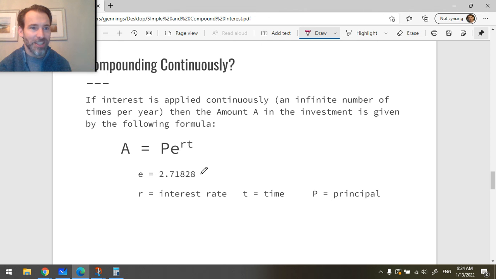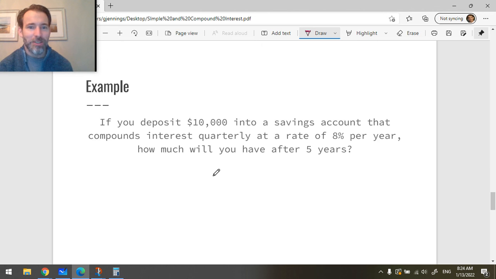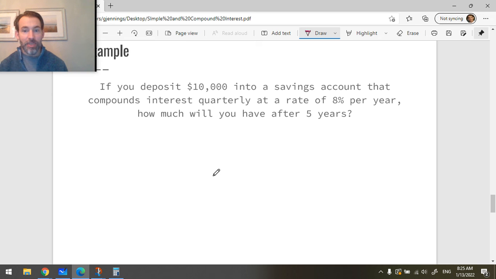But we need to have this button e on our calculator. We need to know how to use that. Okay, cool. Let's take a look at some examples. If you deposit $10,000 into a savings account that compounds interest quarterly at a rate of 8% per year, how much will you have after 5 years?